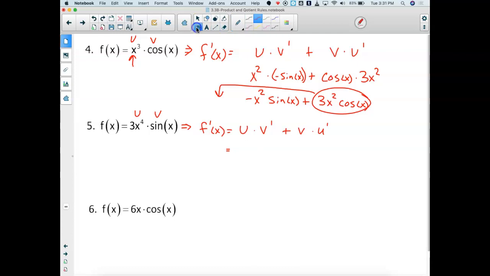My u function, there's my u, 3x to the fourth, times my derivative, sine is cosine, plus my derivative of v, that would be derivative of sine is cosine, times my derivative of this one, wouldn't that be 12x to the third? So this is going to equal 3x to the fourth cosine x plus 12x to the third cosine x. Something's not right here, Kruger.